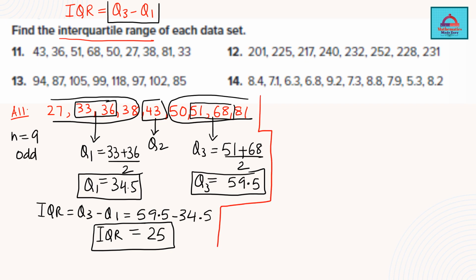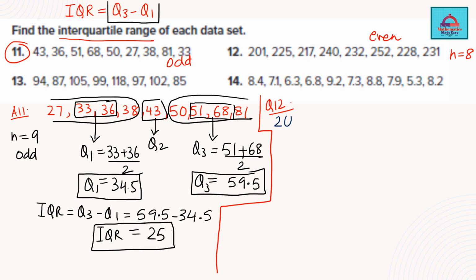Now I'm going to move to question number 12 and solve it here. N, the number of terms, is 8. Here it is even, while in question number 11 it was odd. I'm covering both cases for you so that you don't make any mistakes. Let's do the same thing: arrange in ascending order, that is, small to big.